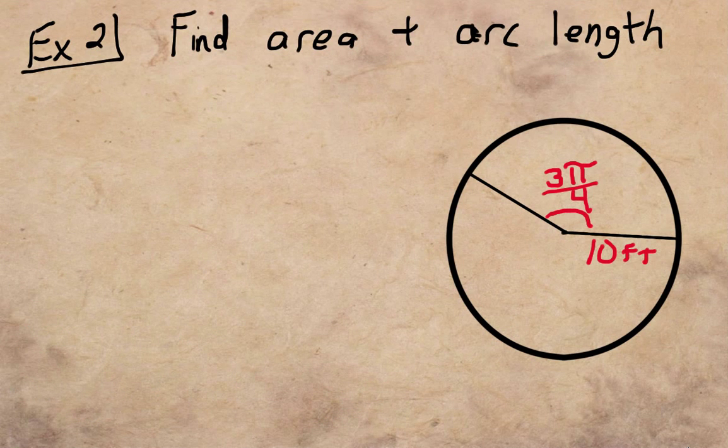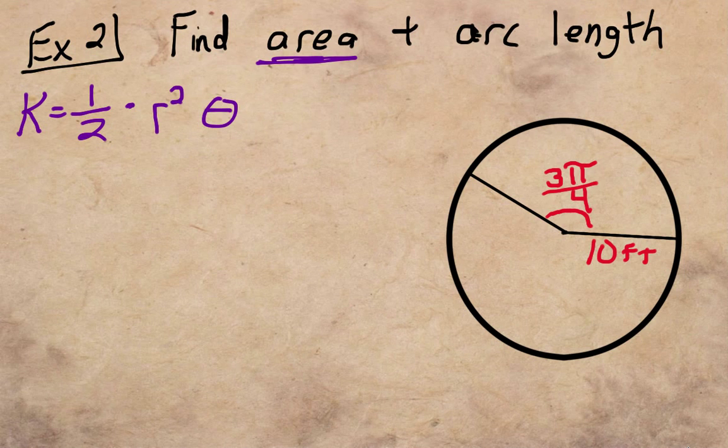Let's go ahead and look at example 2 here. Find the area and arc length. Let's go back to the purple being area. Now, guys, if you're in radian measure, I kind of prefer it better. I mean, you could actually convert this to degrees, 3 pi over 4. I just leave it alone. I think you'd be doing more work than what you really need to be doing. So the area formula is 1/2 r squared theta.